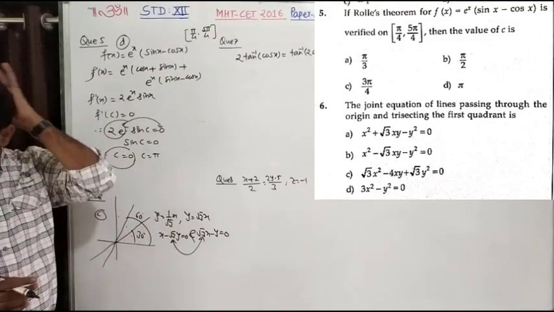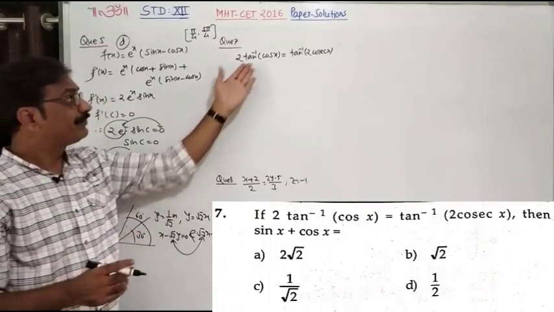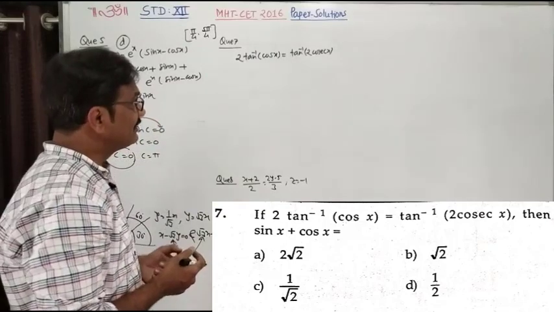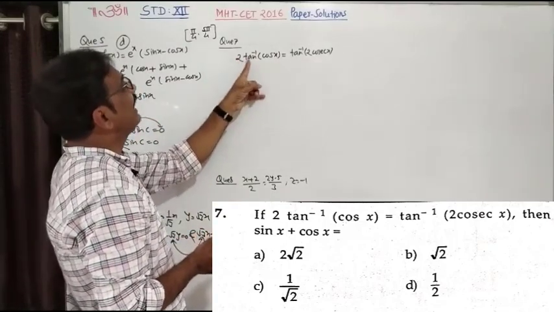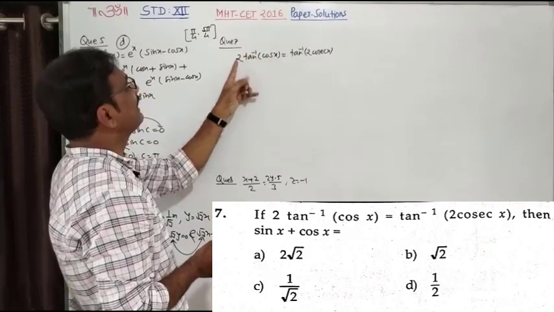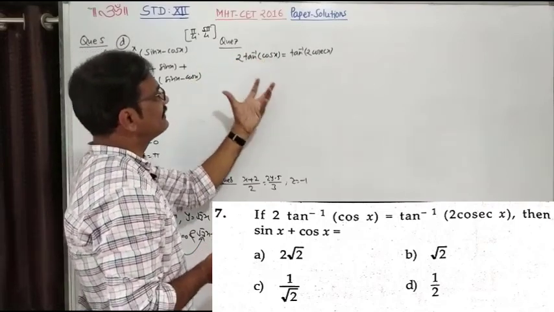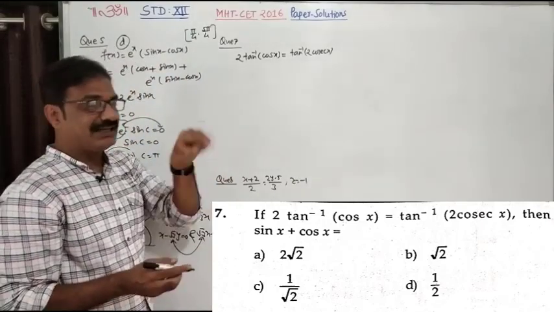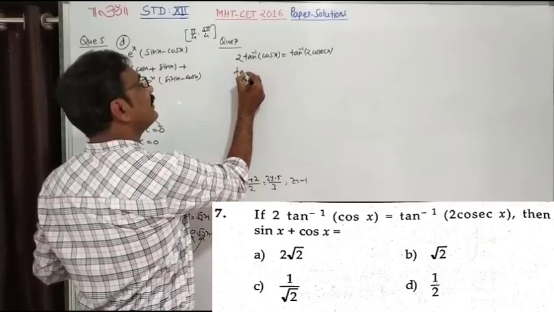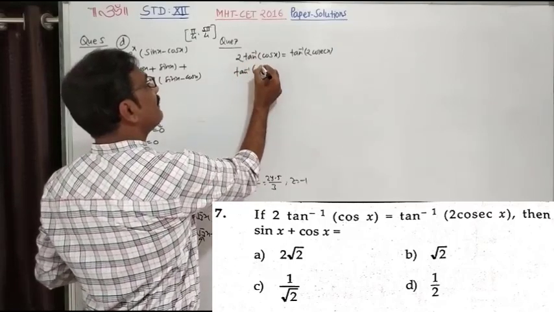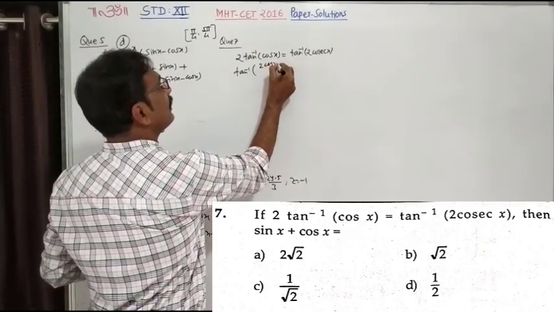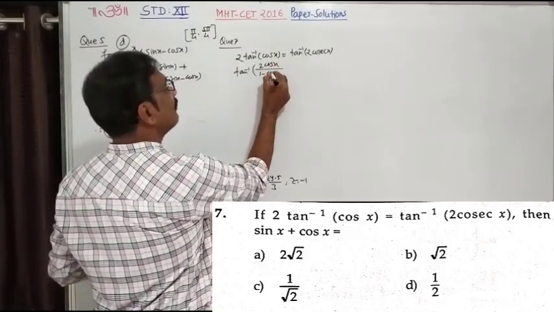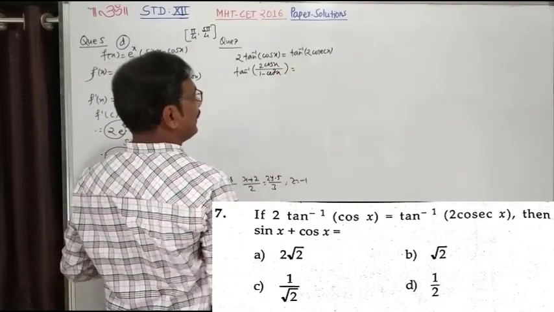See question number 7. If this condition is given, you have to find what is sin x plus cos x. The good question is, as it is 2 tan inverse theta, consider this, it represents tan inverse plus tan inverse, same. So use the result of tan inverse A plus tan inverse B. It is tan inverse of A plus B, that is 2 cos x upon 1 minus AB, meaning 1 minus cos square x.